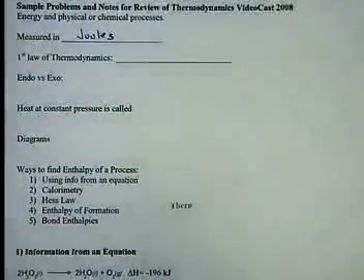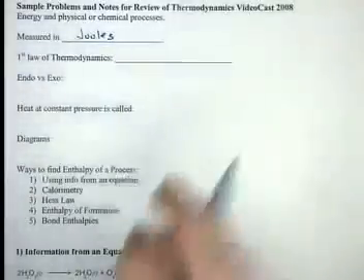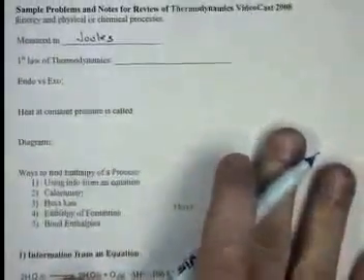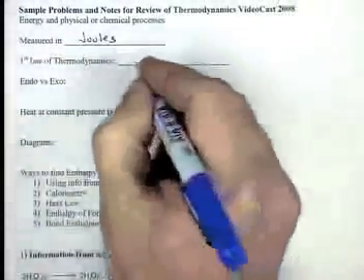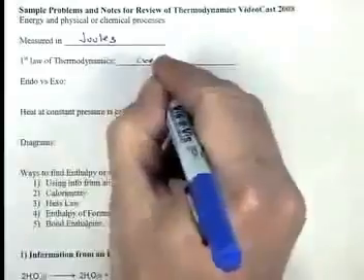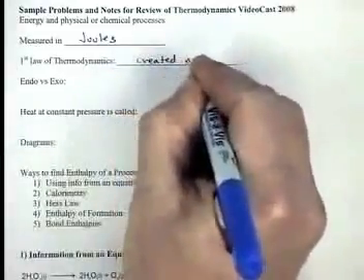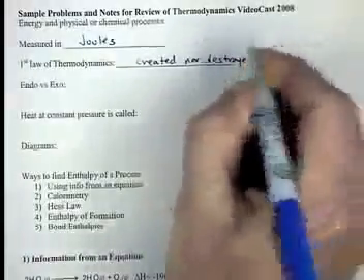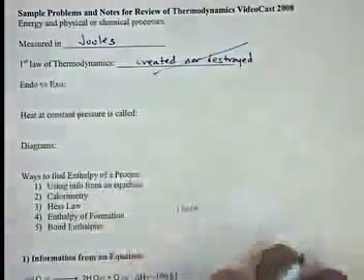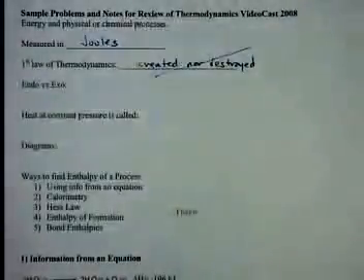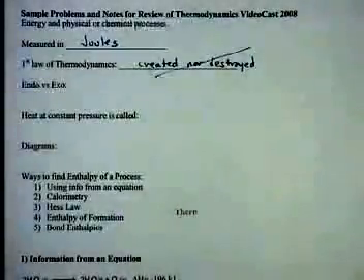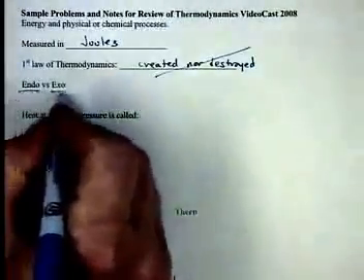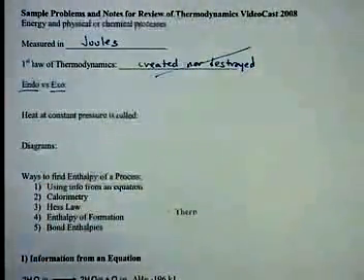The first law of thermodynamics says that energy cannot be created nor destroyed. It's simply transferred, and energy is simply conserved. We learned about two different types of processes in Chapter 5: endothermic and exothermic types of processes.